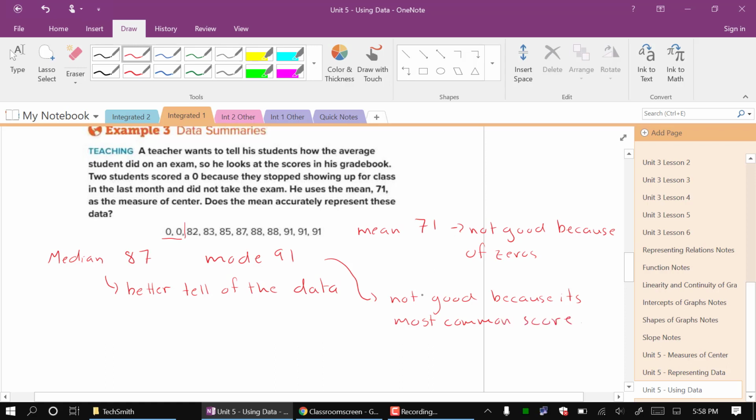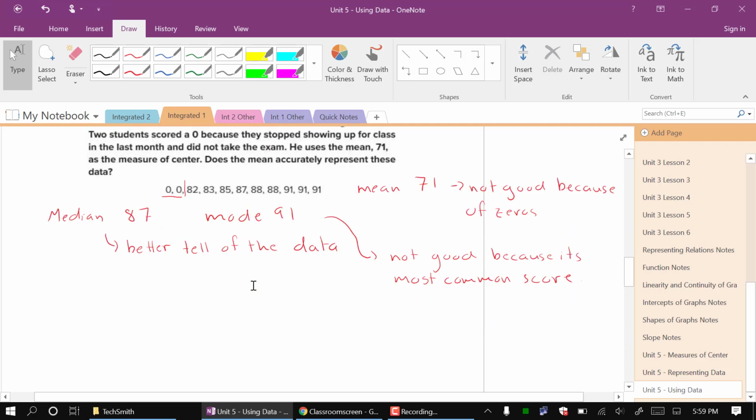Now, if we had taken the mean without the zeros, then that would be a better judge of what's going on with the data. But based on what he has so far, the median is going to be his best result. He had some students score below that and some students score above that, but right in the middle, it was 87. So that's a good judge for him for all of his data.